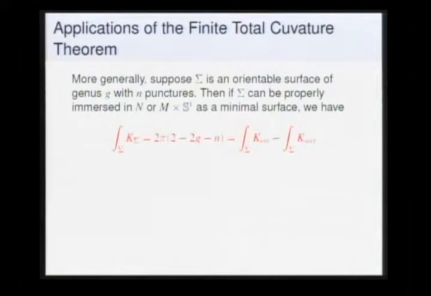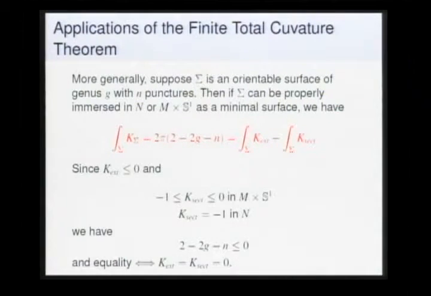Why? Well, what's going on here? When you look at the Gauss equation, the finite total curvature equal to 2 pi the Euler characteristic gives you this equation here. Okay? That's the extrinsic curvature, the sectional curvature. Since it's minimal, this is less than or equal to 0. That's between -1 and 0. In N, it's -1. So immediately you get that 2 minus 2g minus n is less than or equal to 0. And if you have equality here, if this is 0, since this is less than or equal to 0 and this is less than or equal to 0, they're both 0. So equality here means the extrinsic curvature is 0 and the sectional curvature is 0.